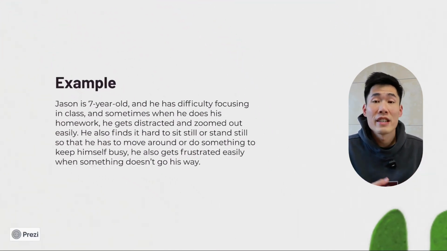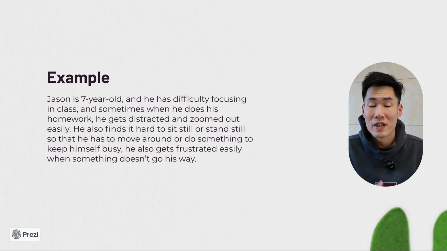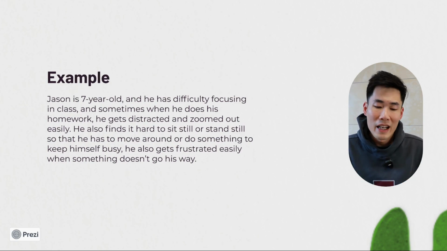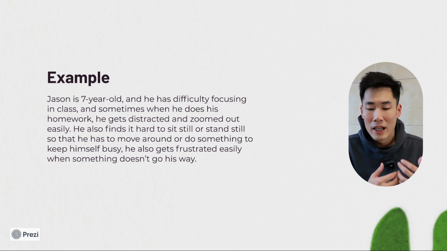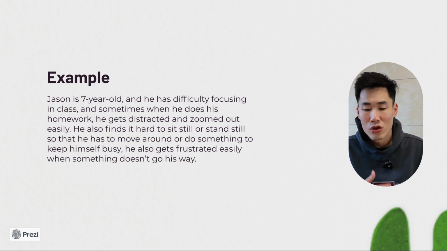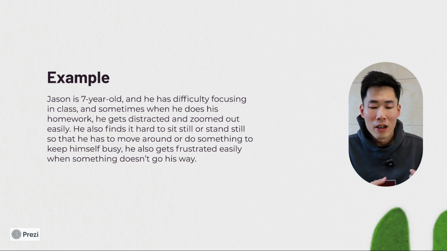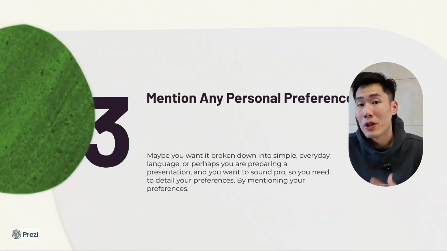For example, Jason is a 7-year-old who studies and lives in a city called Shenzhen in China. He has difficulties focusing in class, and sometimes when he does his homework, he gets distracted and zoned out easily. He also finds it hard to sit still or stand still, so he has to move around or do something to keep himself busy. He also gets frustrated easily when something doesn't go his way. So you see, in this section, I explain who Jason is and also the exact problems that he's facing. Then we go to step number 3, mention any personal preferences.